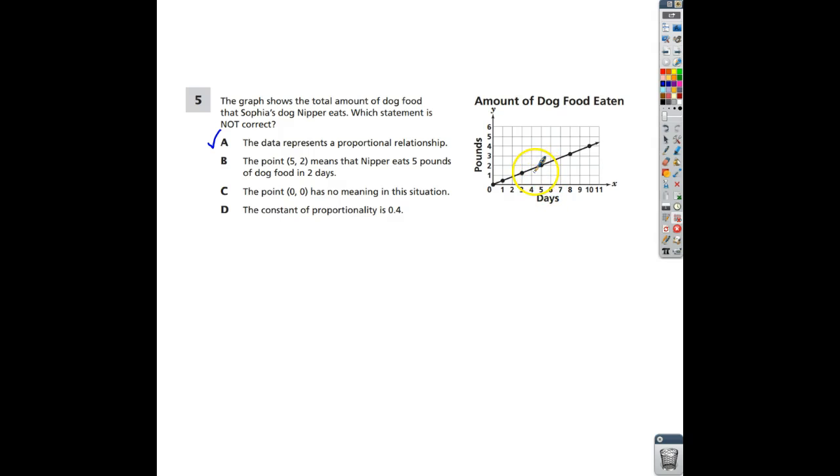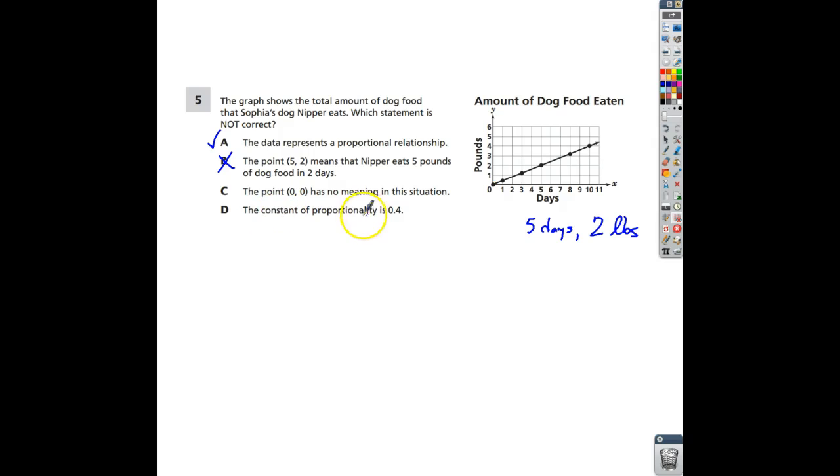So 5 days, 2 pounds, right? Look, 5, 2, 5 is days, right? So 5 days, 2 pounds. Okay, so we look at that. So this one is not, this is the flipped, right? So this is not true. But let's keep going, right? The point 0, 0 has no meaning in this situation. Well, that's not true. It means in 0 days, excuse me, the dog has eaten 0 pounds of food, right?